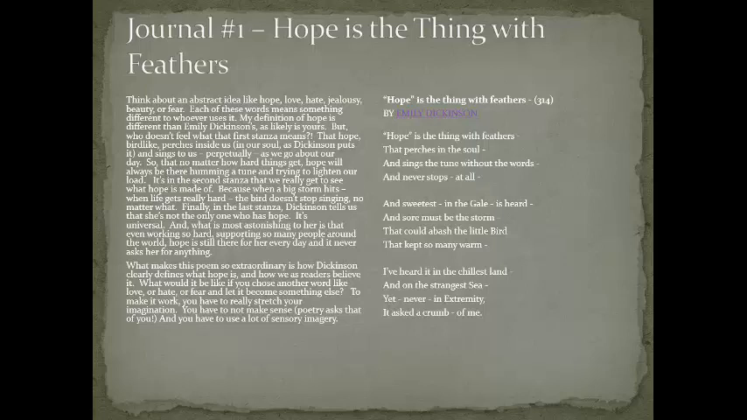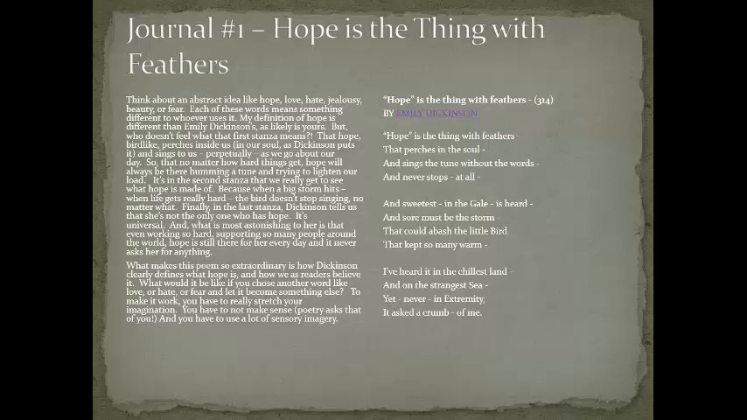So that no matter how hard things get, hope will always be there, humming a tune and trying to lighten our load. It's in the second stanza that we really get to see what hope is made of, because when a big storm hits, when life gets really hard, the bird doesn't stop singing, no matter what. Finally, in the last stanza, Dickinson tells us that she's not the only one who has hope. It's universal. And what is most astonishing to her is that even working so hard, supporting so many people around the world, hope is still there for her every day, and it never asks her for anything.